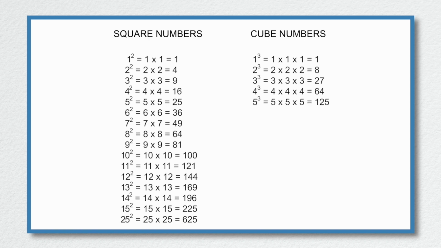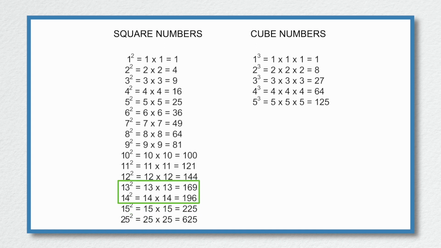Here is a list of square numbers and cube numbers you should try to learn so that you can recall them without using a calculator. 1 squared through to 12 squared are in the multiplication tables. The additional ones at the bottom, from 13 squared to 25 squared, are ones that I've learned over time. So 13 squared is 169, 14 squared is 196, 15 squared is 225, and 25 squared is 625.